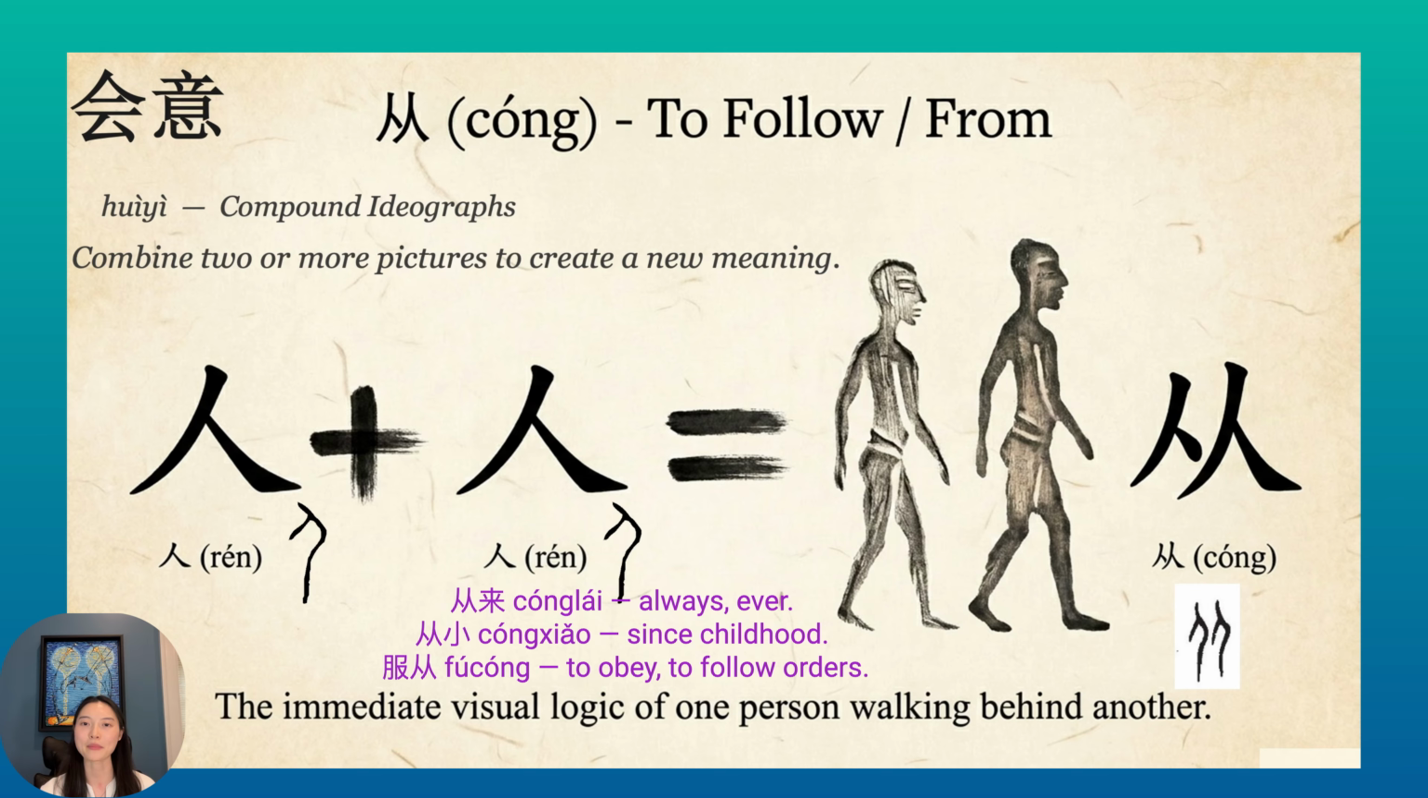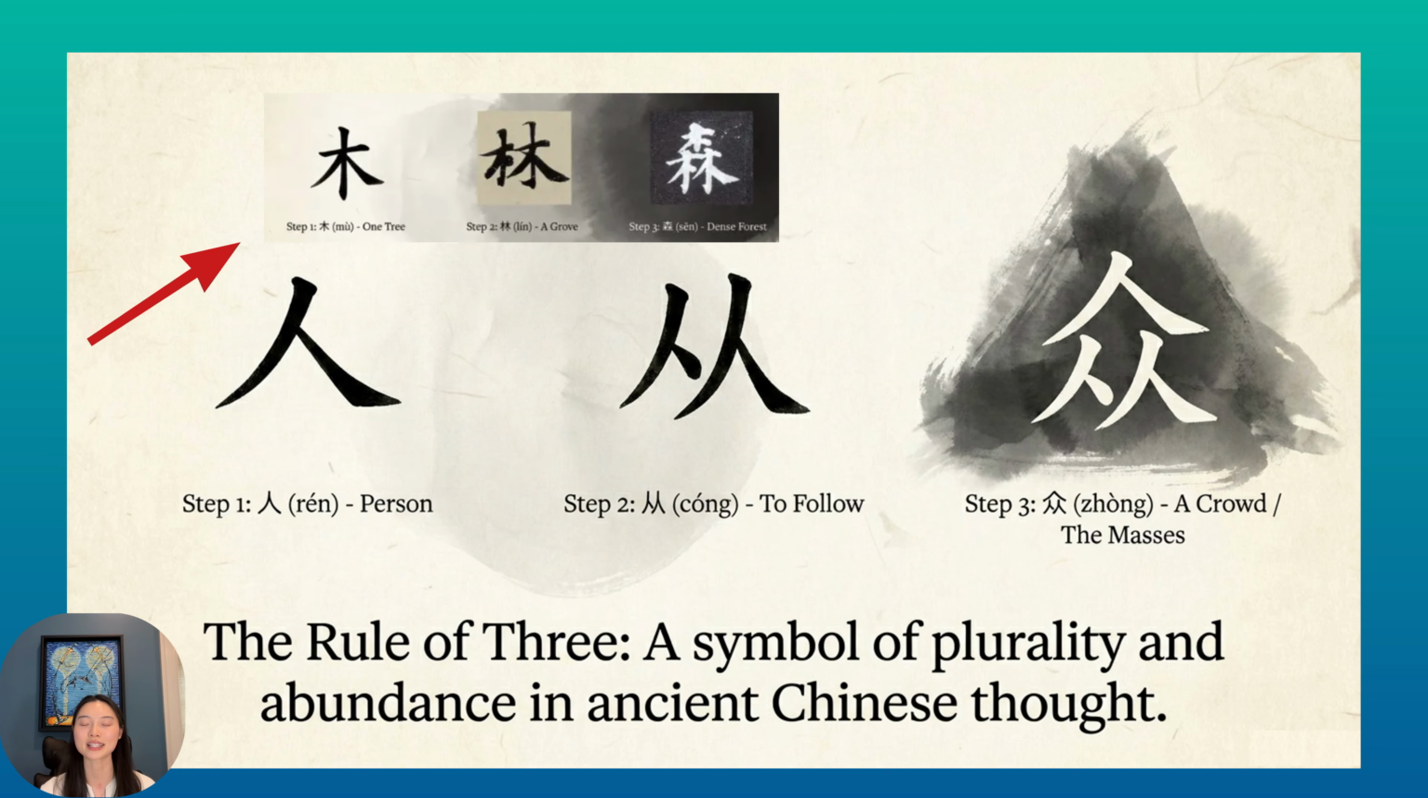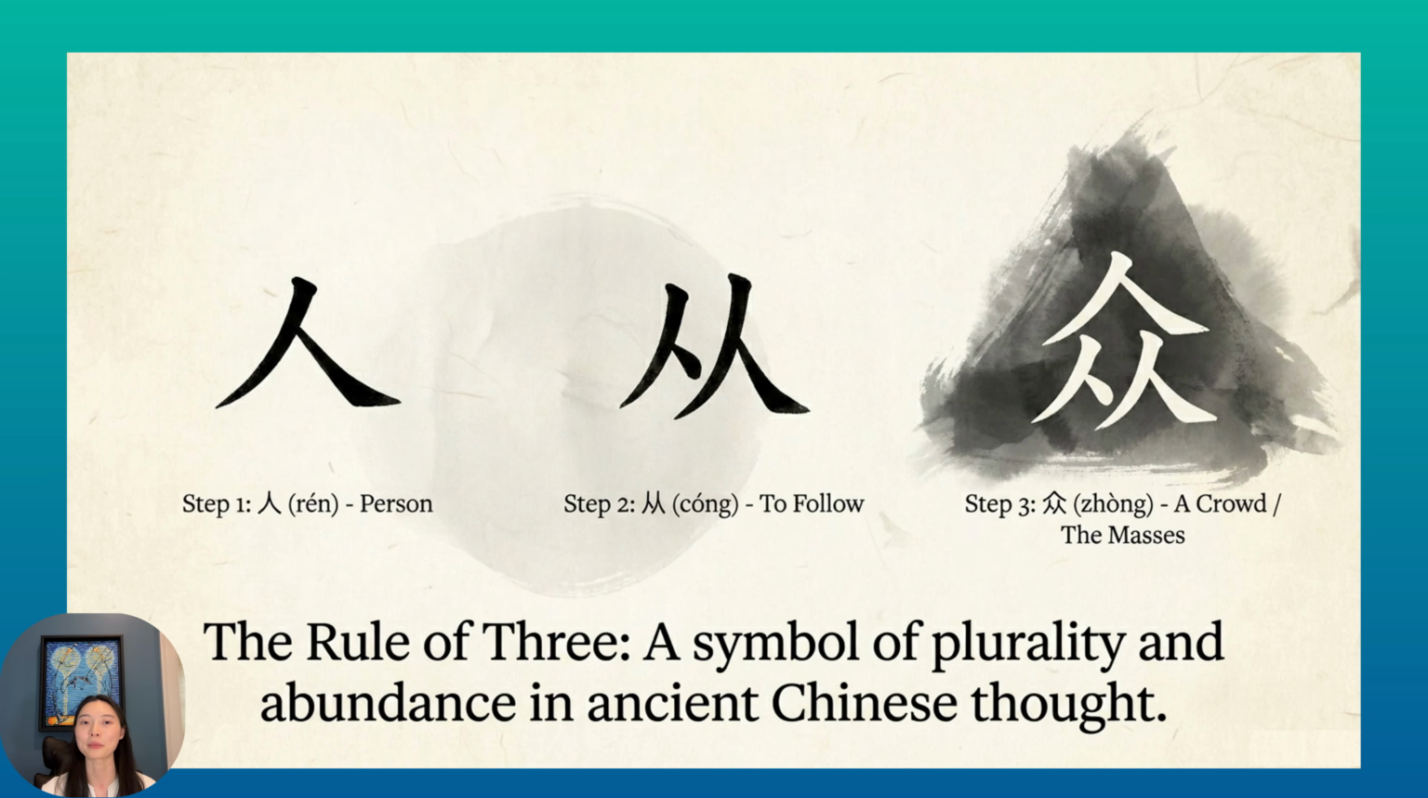Now watch what happens when we add one more person. It means crowd. Just like 木, 林, 森, Chinese uses repetition to build intensity. One person is 人, two people following each other is 从, three people together arranged in a triangle, one on top and two below, is 众, a crowd.